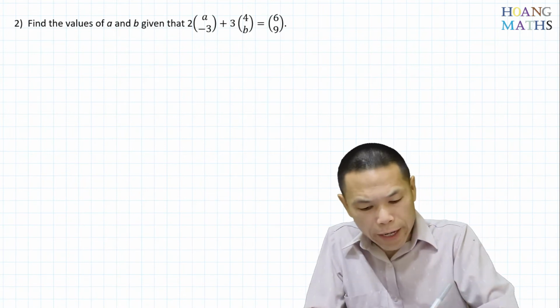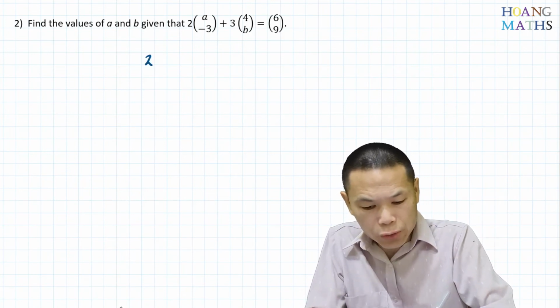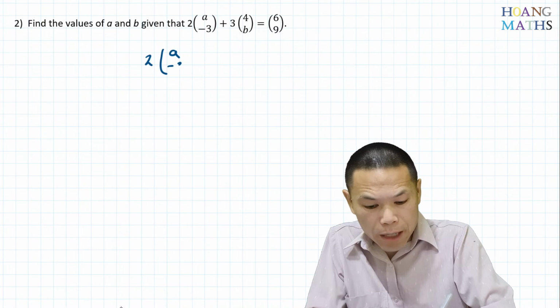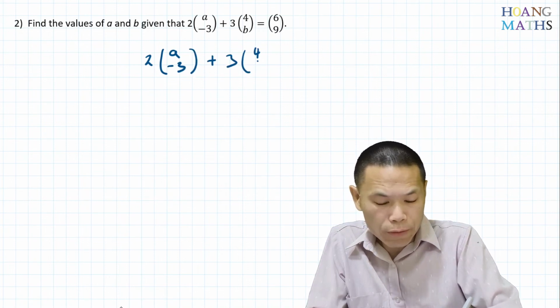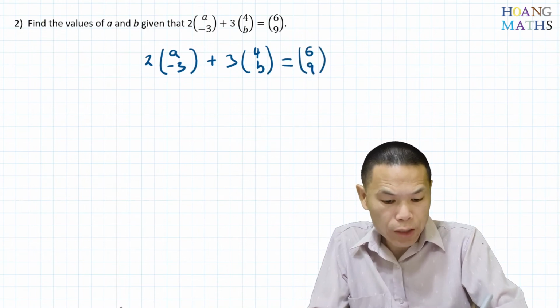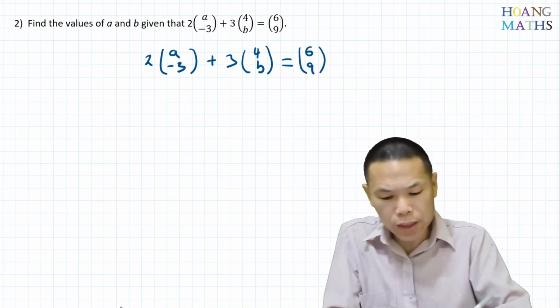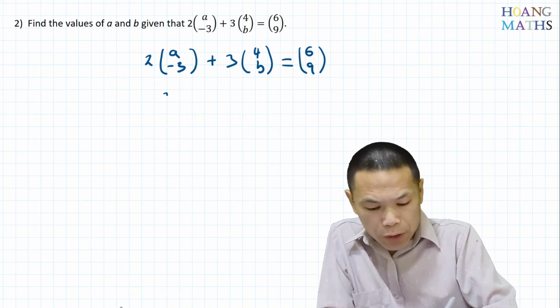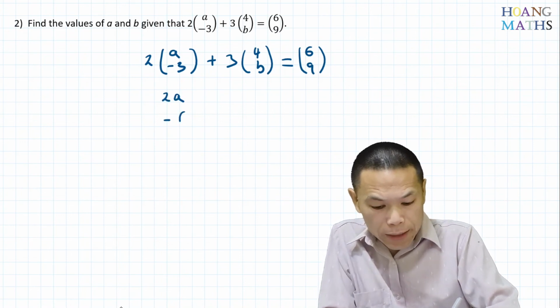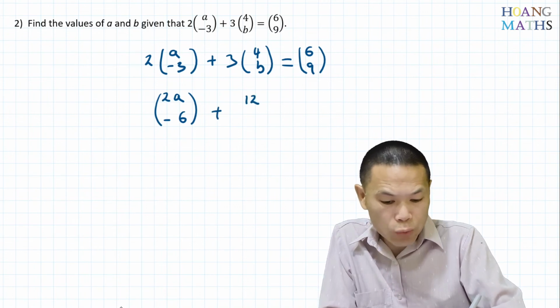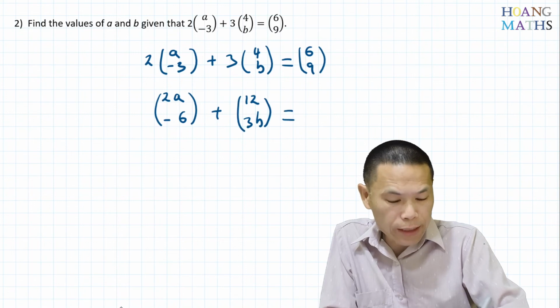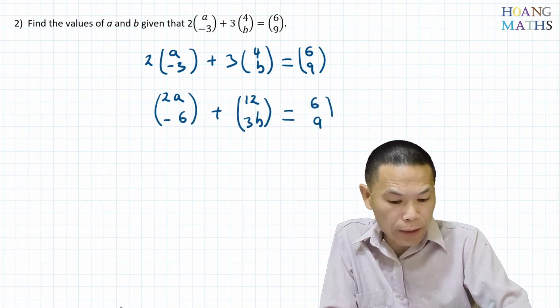Let me just write it out first. So 2a minus (3, 3) plus 3 times (4, b) is equal to (6, 9). I just expand it out first. That gives me 2a minus 6, and add 3 times 4, which is 12. 3 times b is 3b. And that is equal to (6, 9).